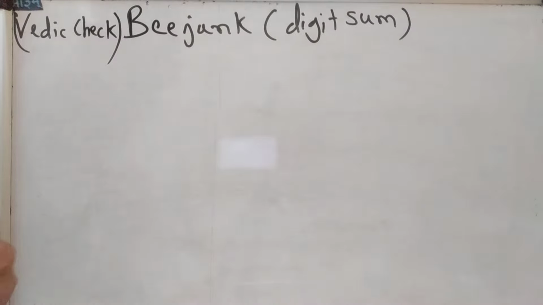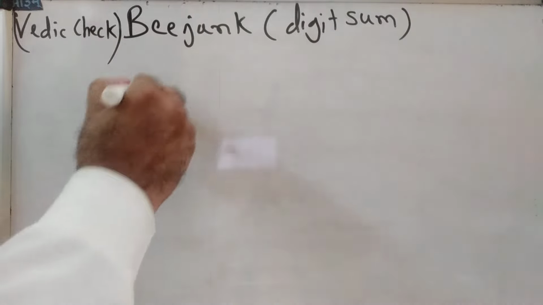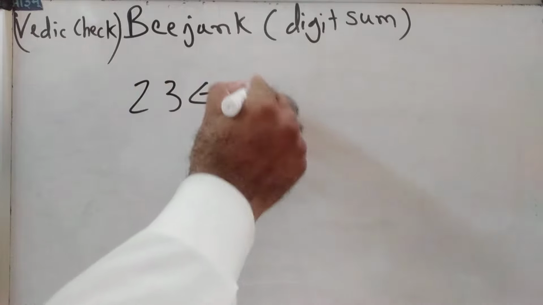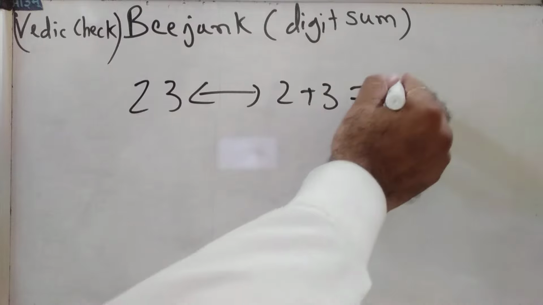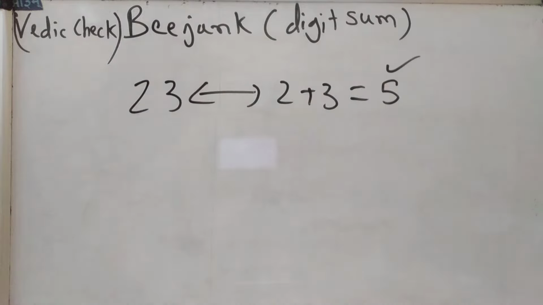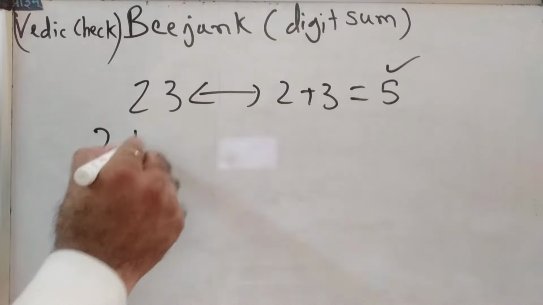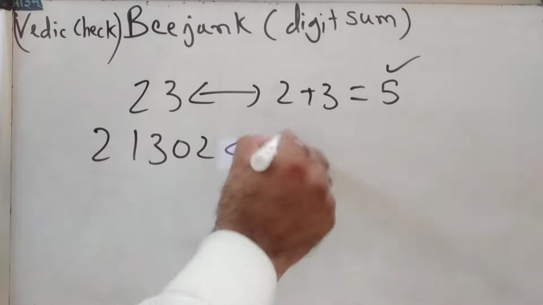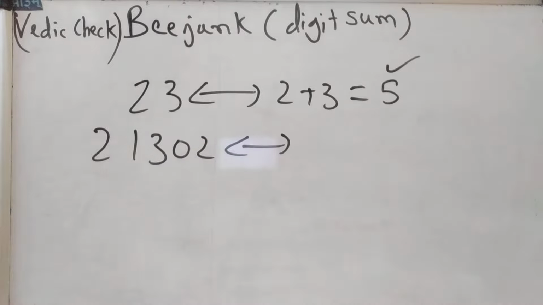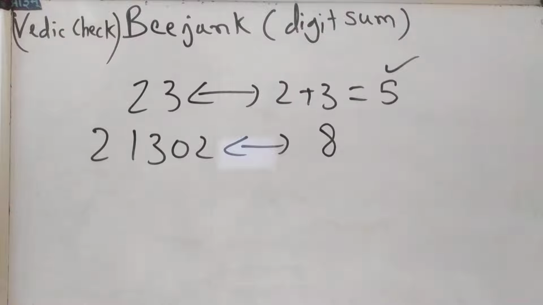Say 23. For the number 23, the Bijank will be 2 plus 3 equal to 5. 5 will be Bijank for 23. If we want to find Bijank of say 21302, then it will be 2 plus 1 plus 3 plus 0 plus 2, which is equal to 8. So 8 will be the required Bijank.